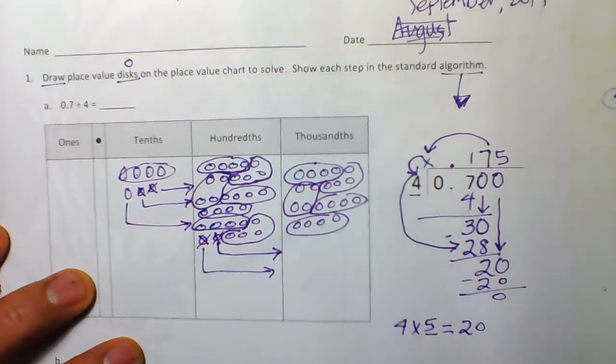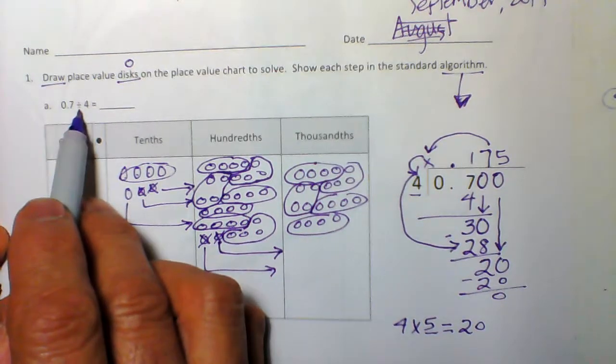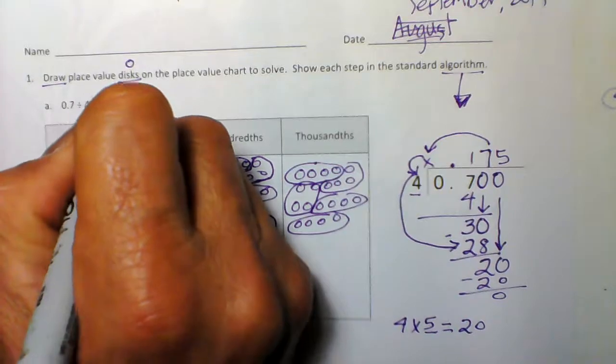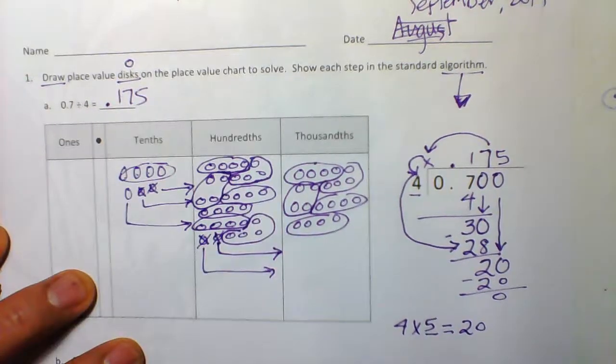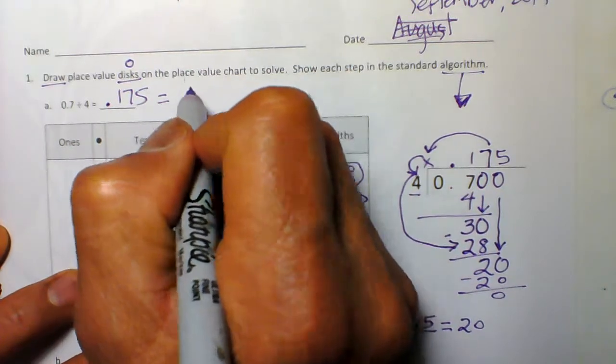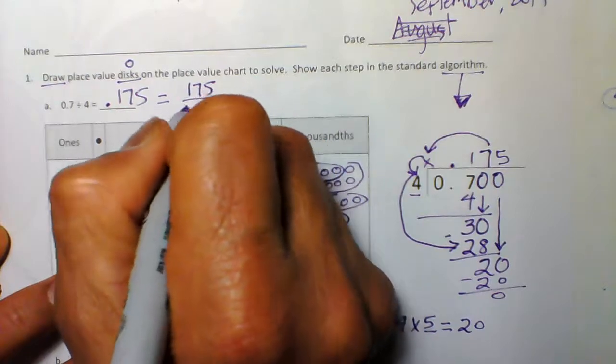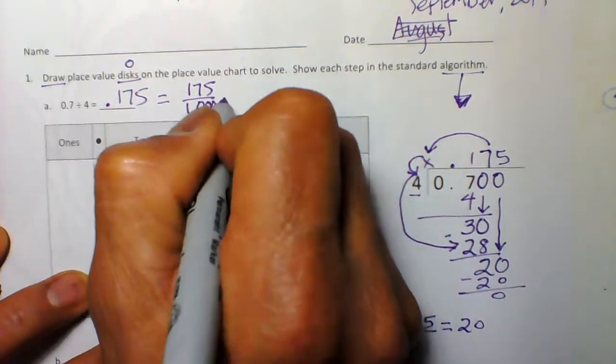So now we know that the answer for 7/10 divided by 4 equals 175 thousandths. Now, let's just review this. You can write this number in fraction form. So you're going to write this as 175 thousandths. And this is how you would write it.